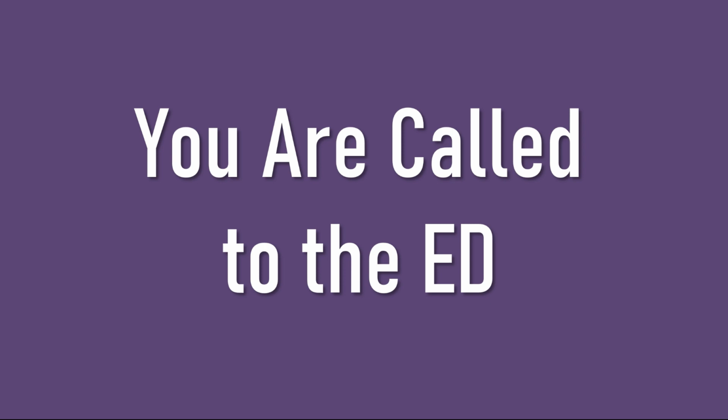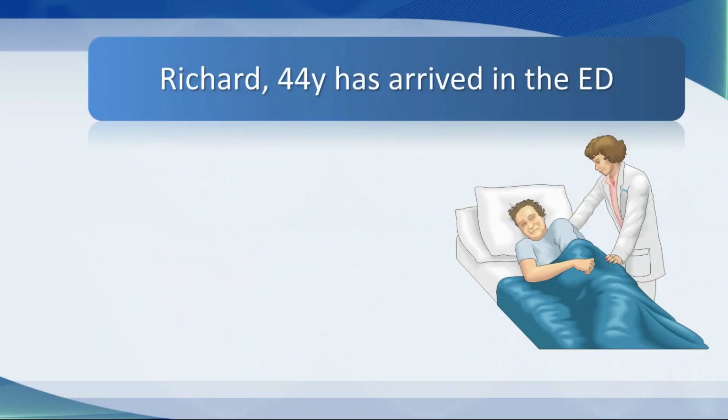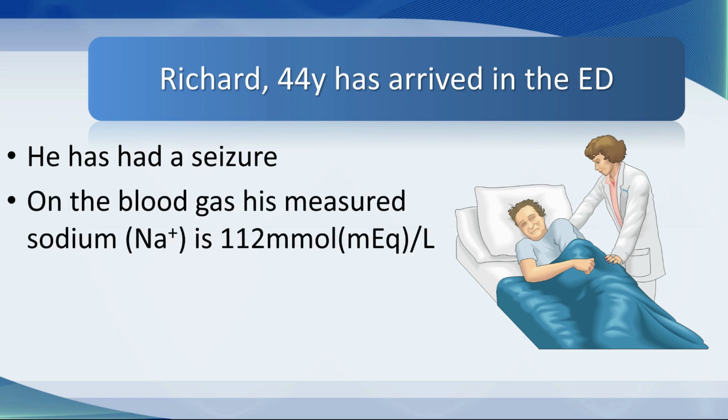You are called to the emergency department. Richard, 44, has arrived in the ED and he's had a seizure. On the blood gas, his measured sodium, Na+, is 112 millimoles per litre or milliequivalents per litre. You are informed that you need to administer a bolus of 75 millimoles or 75 milliequivalents of sodium.